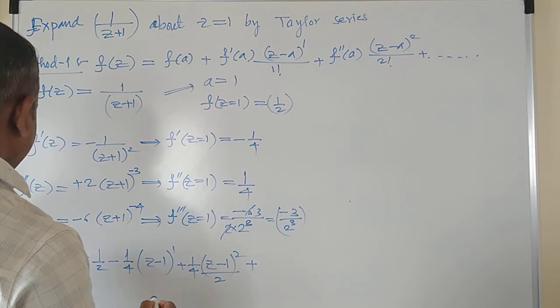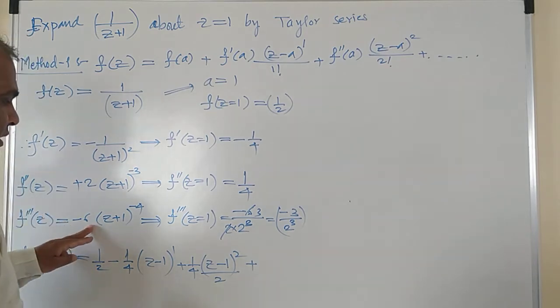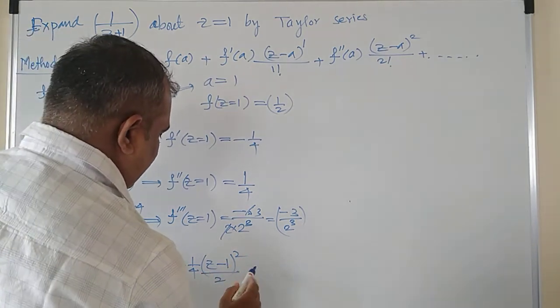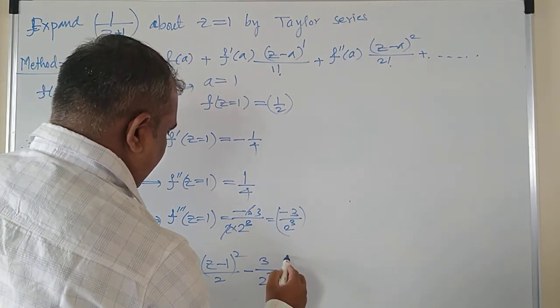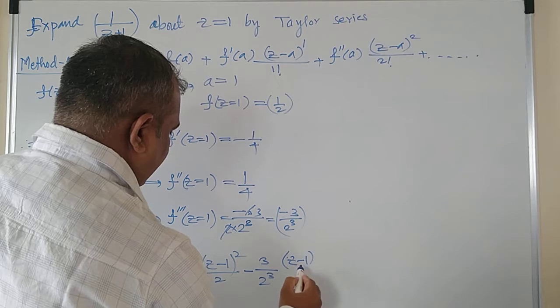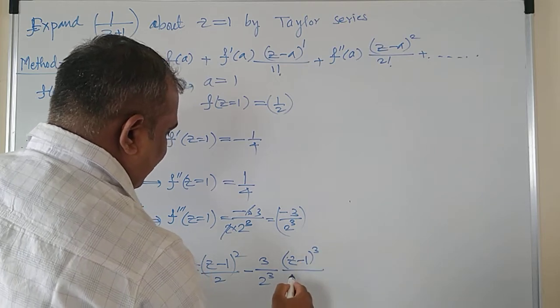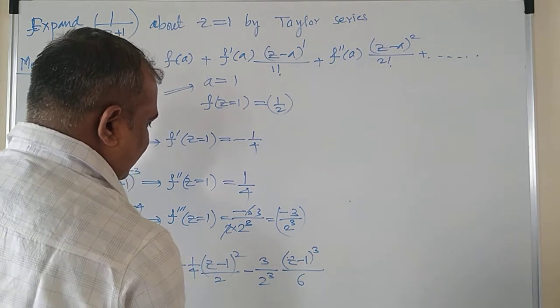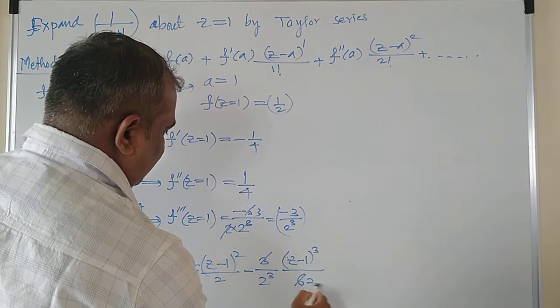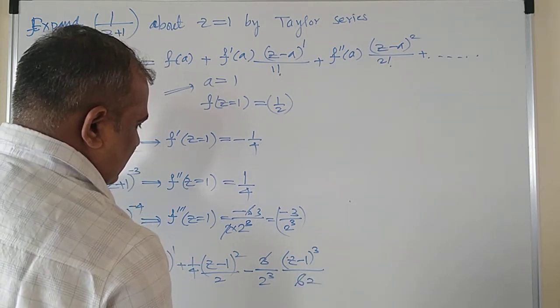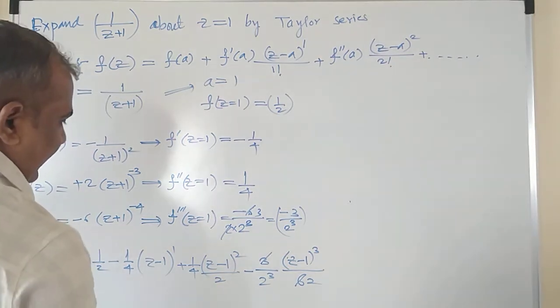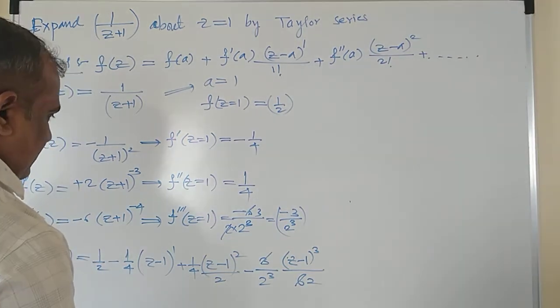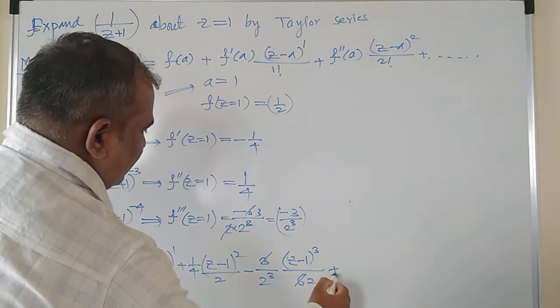next is f triple dash of a. F triple dash of a is minus 3 upon 2 cube into z minus 1 raised to power 3 upon 3 factorial. 3 factorial is a 6. So if you simplify this, you will get this, and 2 raised to 4 you will get here, and here you will get 8, and then plus dot dot dot.